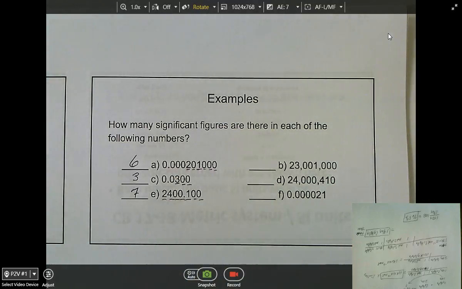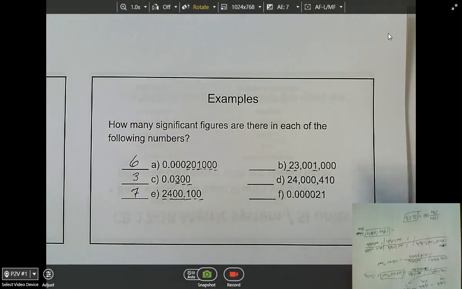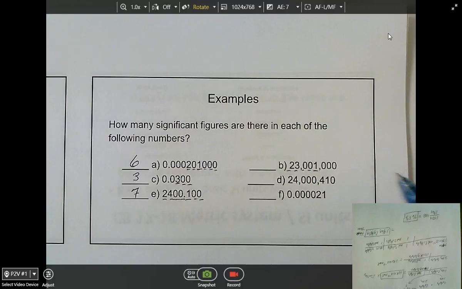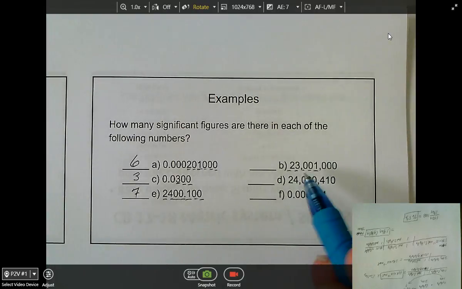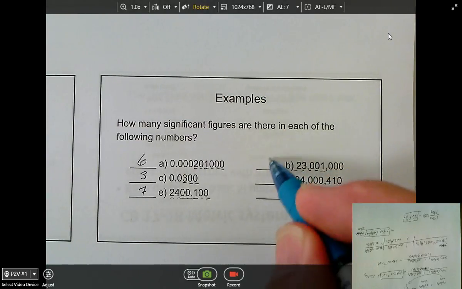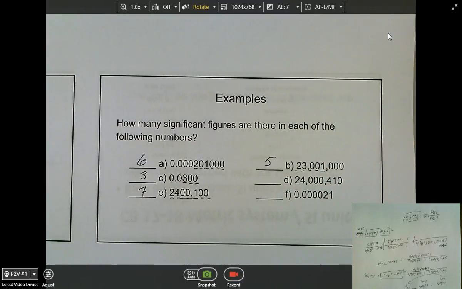All right, this next one, the 2, the 3, and the 1 count. These zeros are sandwiched, so they count. Now, these zeros are to the right, but is there a decimal in that number? No, there's not. So they are not significant. They are just placeholders. So you have 1, 2, 3, 4, 5 significant figures. Are those zeros important? Yes, they have to be in the number for the number to be accurate, but they're just placeholders, so we call them non-significant.